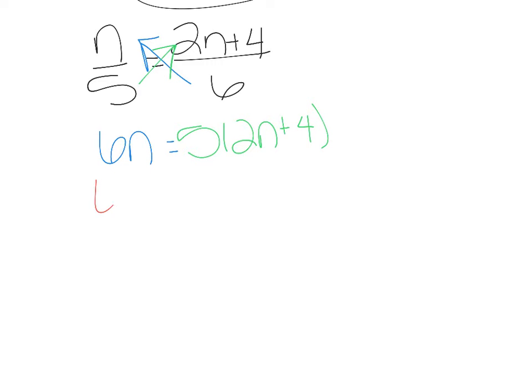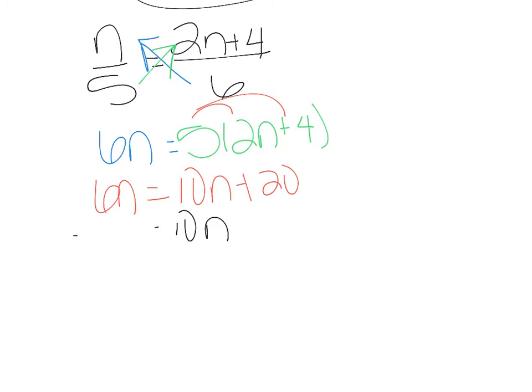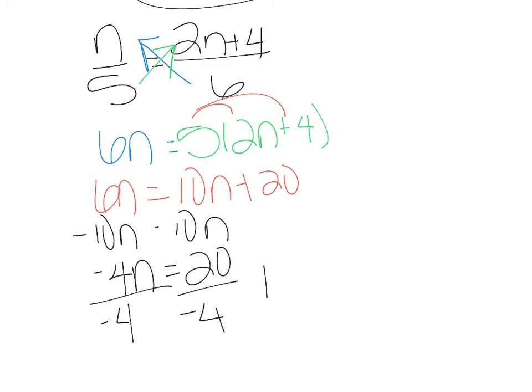So I should end up with 6n equals, if we distribute the 5 to both of those, we should have 10n plus 20. Okay, now notice we have n's on both sides of the equal sign. So if I subtract 10n from both sides, we have negative 4n equals 20. Divide both sides by negative 4. Should end up with n equals negative 5. Okay, and last one of these, and then we'll move on to a new topic.